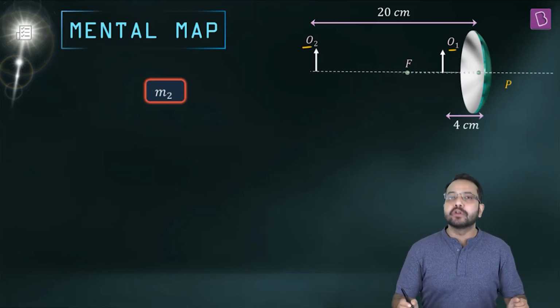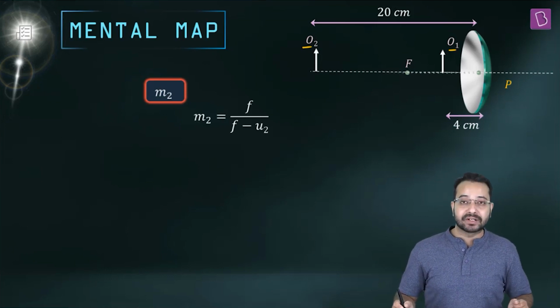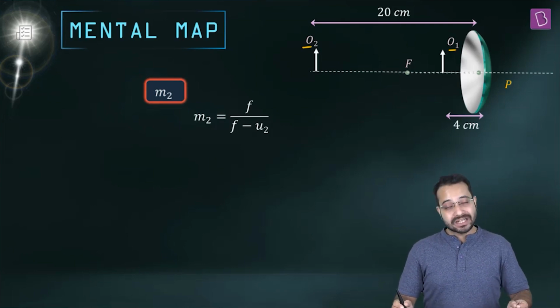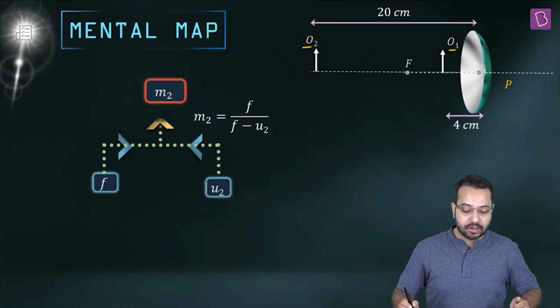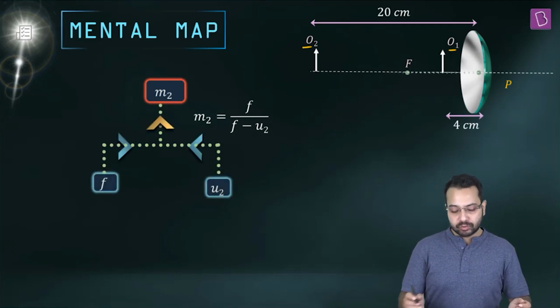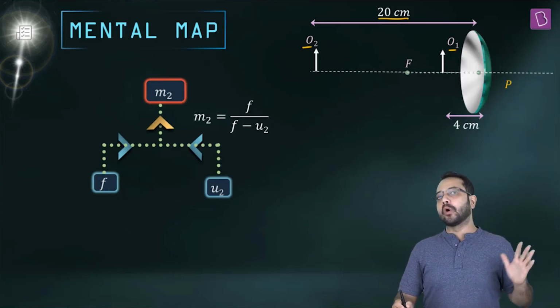What do we know about magnification? We know that magnification is f upon f minus u2, where u2 is the object distance in the second scenario, obviously. So this tells me I have to figure out f and I have to figure out u2. Do I know u2? Of course I know u2. It is given in the problem. Do I know f? No, I don't know f.